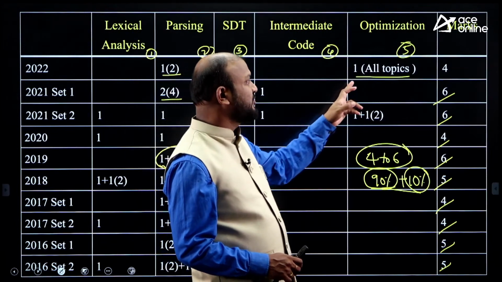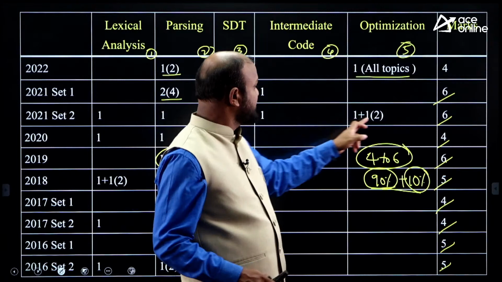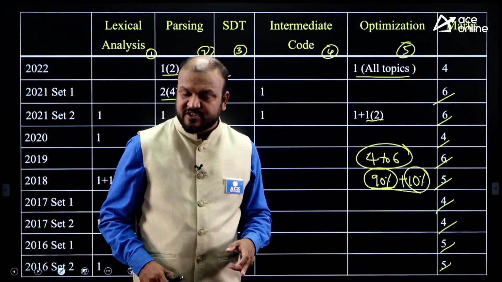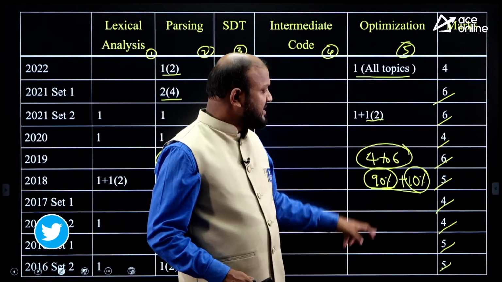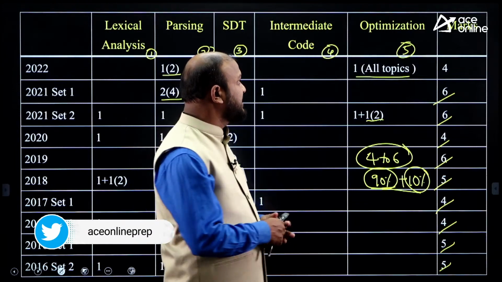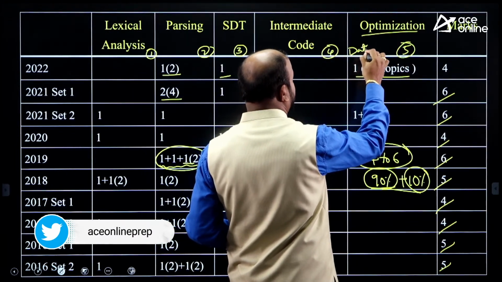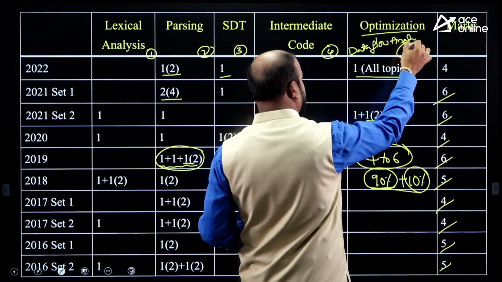It is added in 2021 onwards. So in the 2021 paper, one 2-marks question is given on optimization based on common sub-expression elimination. These are the 2-marks questions asked. Optimization is also important, and one important thing is that previously data flow analysis was not there, and this data flow analysis is added as a new topic.